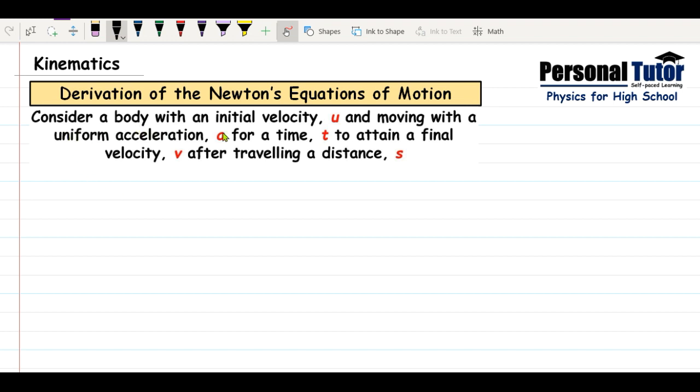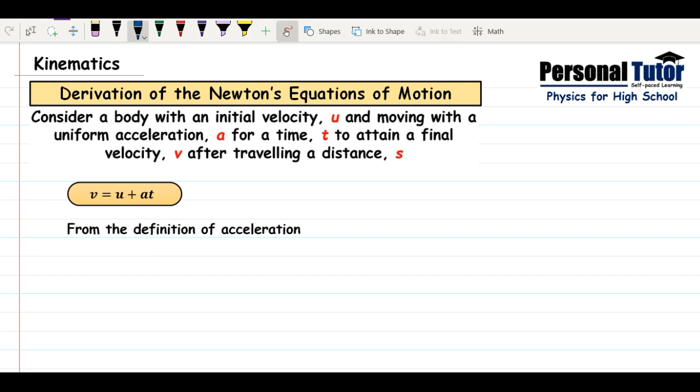Consider a body with an initial velocity u and moving with a uniform acceleration a for a time t to attain a final velocity v after traveling a distance s. From the first equation, v equals u plus at. How did this equation come to be? Happy scholars, this equation was extracted from the definition of acceleration.